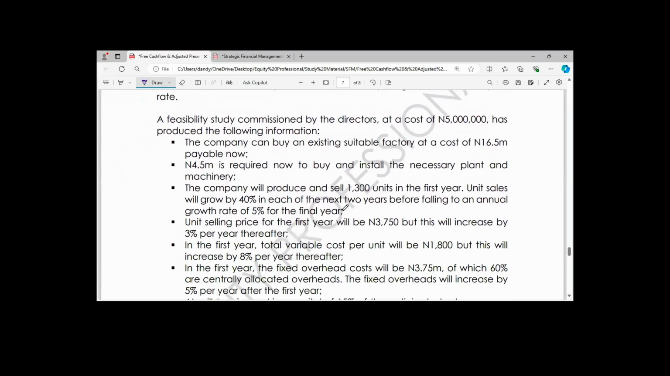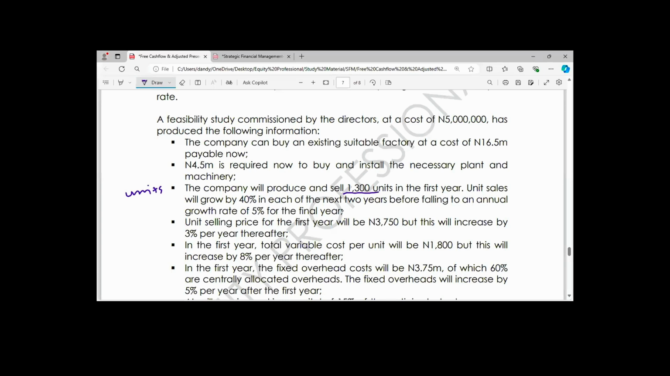A feasibility study commissioned by the directors at a cost of 5 billion has produced the following information. The company can buy an existing suitable factory at a cost of 16.5 million payable now. 4.5 million is required now to buy and install the necessary plants and machinery. The company will produce and sell 1,300 units in the first year. Unit sales will grow by 40% in each of the next 2 years before falling to an annual growth rate of 5% for the final year.